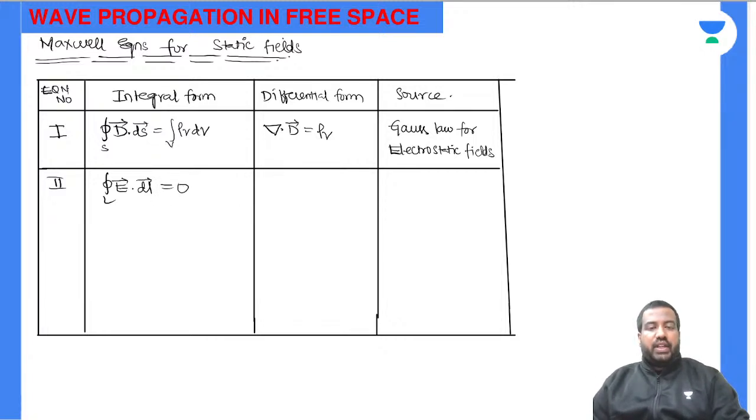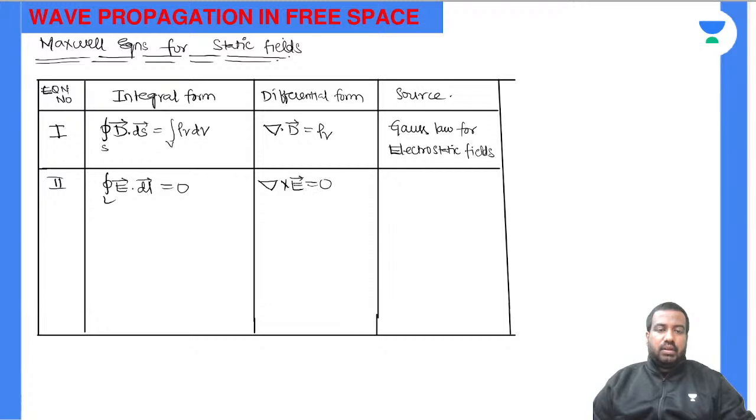Closed loop integral of E dot dl is 0. Differential form: del cross E is equal to 0. Source: conservative property of electric field, or electrostatic field.